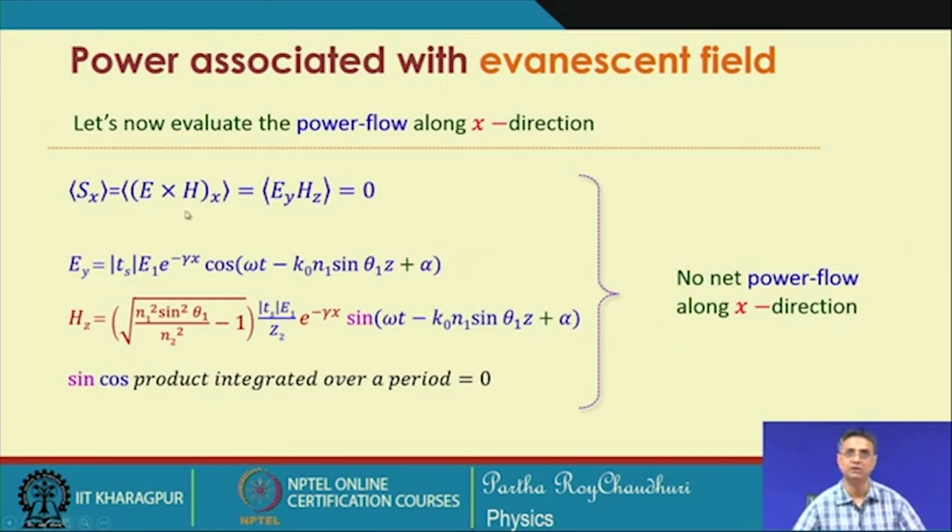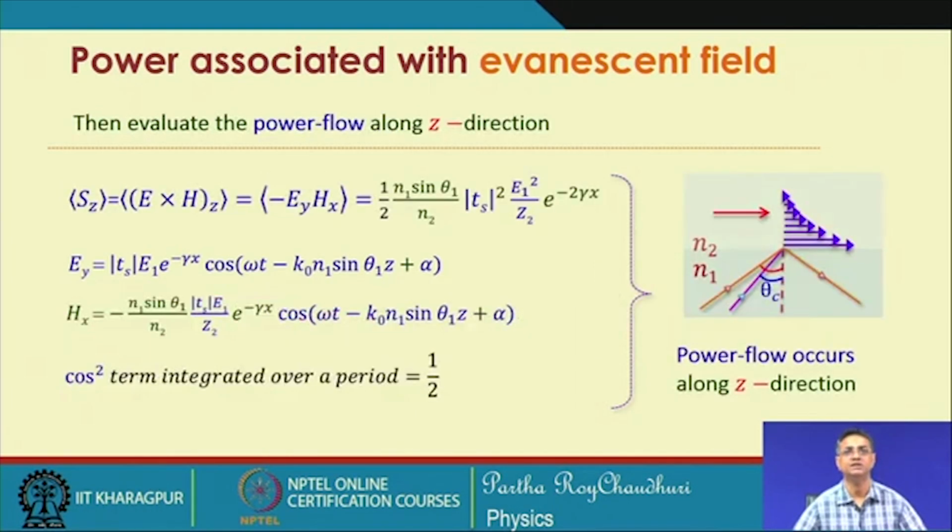So, there is an evanescent wave, but the wave is moving along the interface. There is no net energy flow out of the interface along the x direction. So, this is an interesting finding. What we find is that there is no power flowing along this line, there is no power flowing along this line, but there is a power flow which is along the z direction. So, let us calculate that power flow along the z direction, that is Sz.